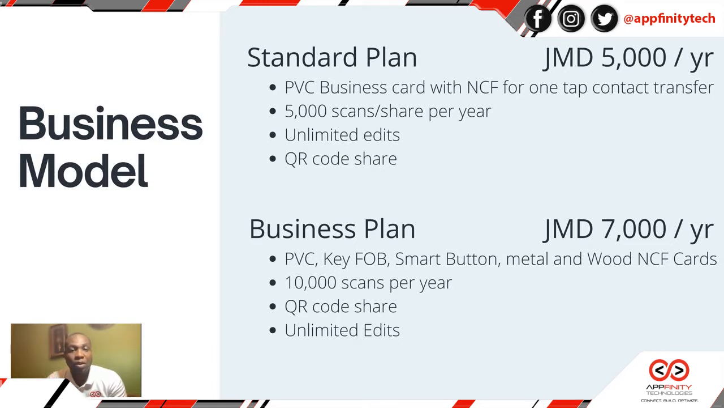Then we have also the business plan. You're going to be getting a PVC business card. You can also choose if you want a key fob. So those are the key things that you put on your keys, so you can just, for example, tap to share. We're going to be looking at giving you a smart button as well, and the smart button is something that you can put on the back of your phone. So we know that wherever it is that you go, your phone is there with you.